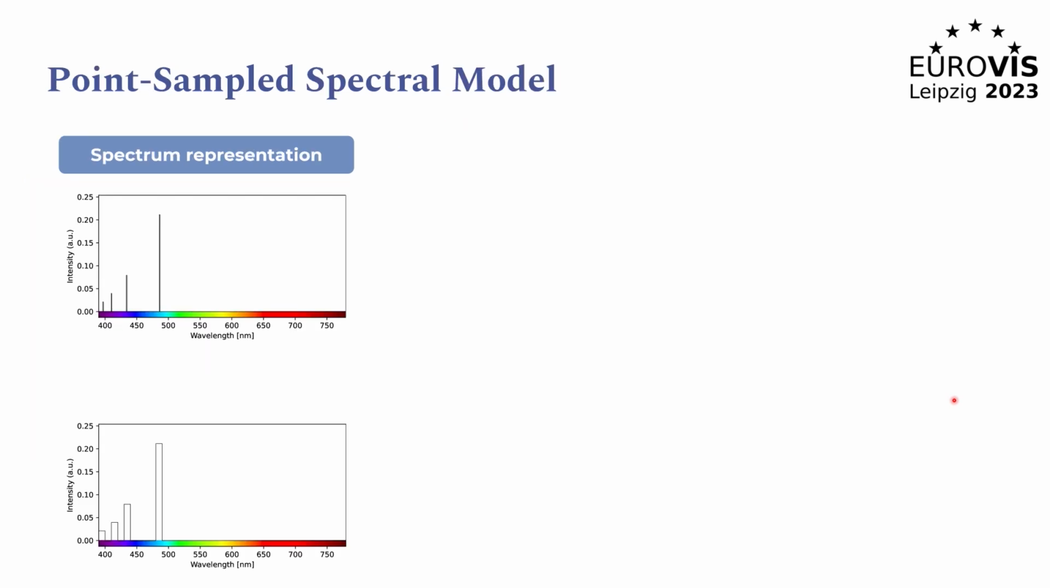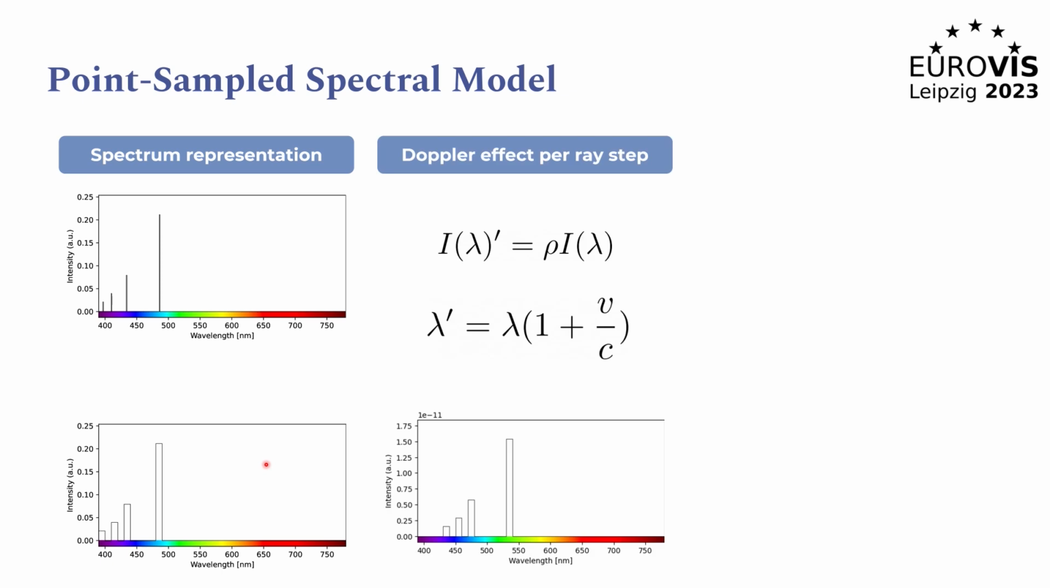The classical way of representing the spectra is to bin it using the point sampled spectral model. For example, these emission lines will be mapped into this bin solution. And then at every step along the ray, we are going to sample the density, and we will sample the velocity field and then cast it into the direction of the viewing ray. And then we'll apply the Doppler effect to the spectrum, giving us our shifted spectrum. For example, this was redshifted, and the intensities are scaled accordingly.